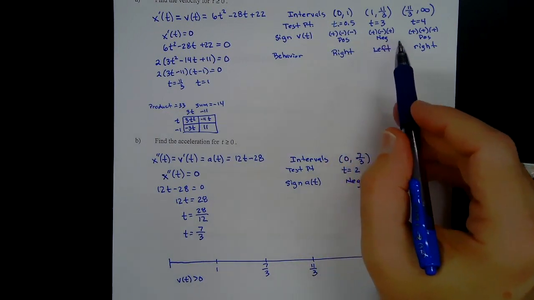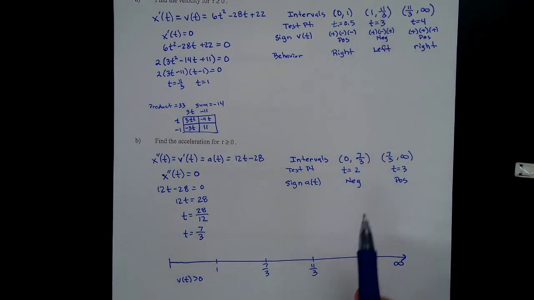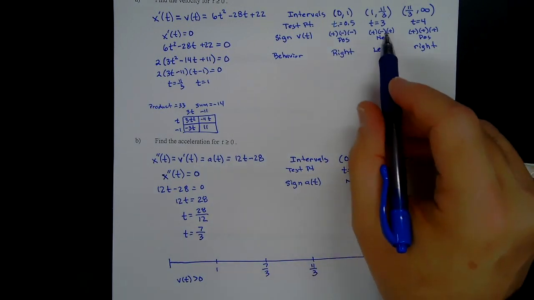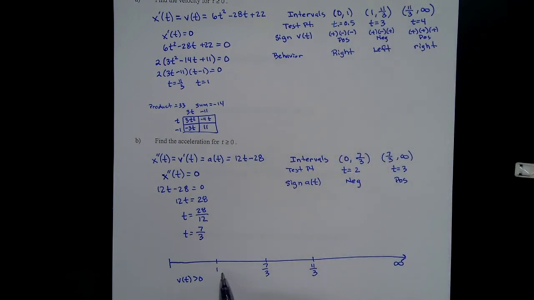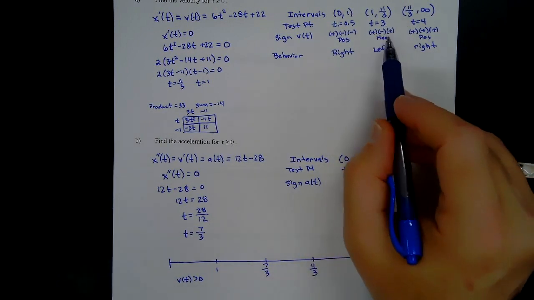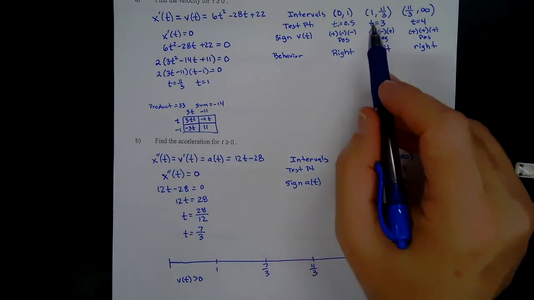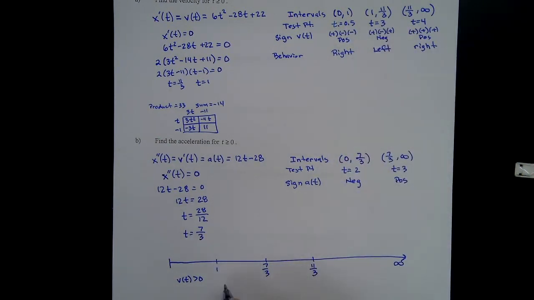From 1 to 7/3 to 11/3, v of t is going to be negative for both of these, right? Because it's 1 to 11 thirds. So we know that v of t is less than 0 here and here and even at 7 thirds. So it's expanding that whole interval right there. And then from 11 thirds on, we know v of t is greater than 0.